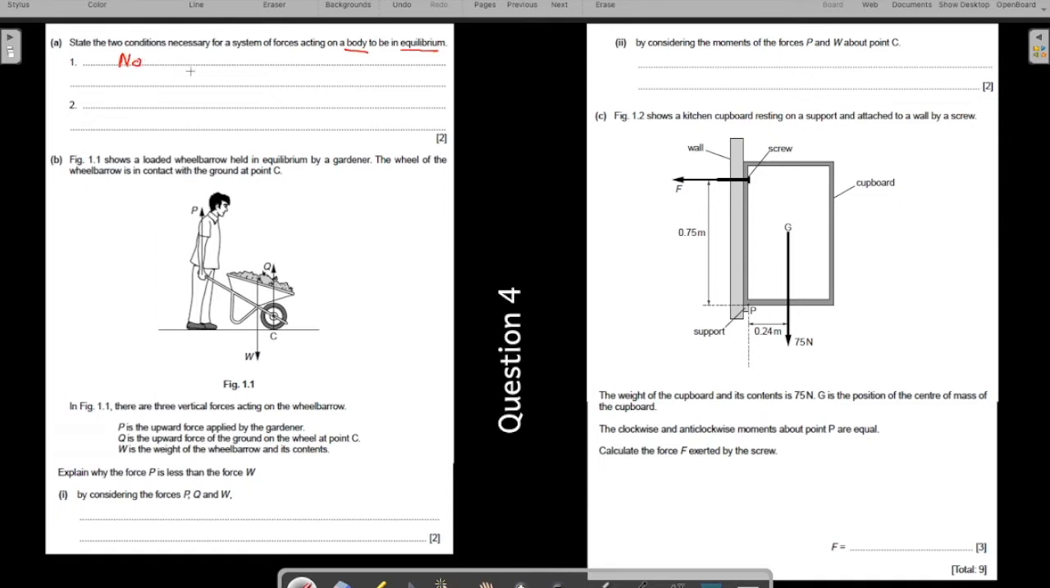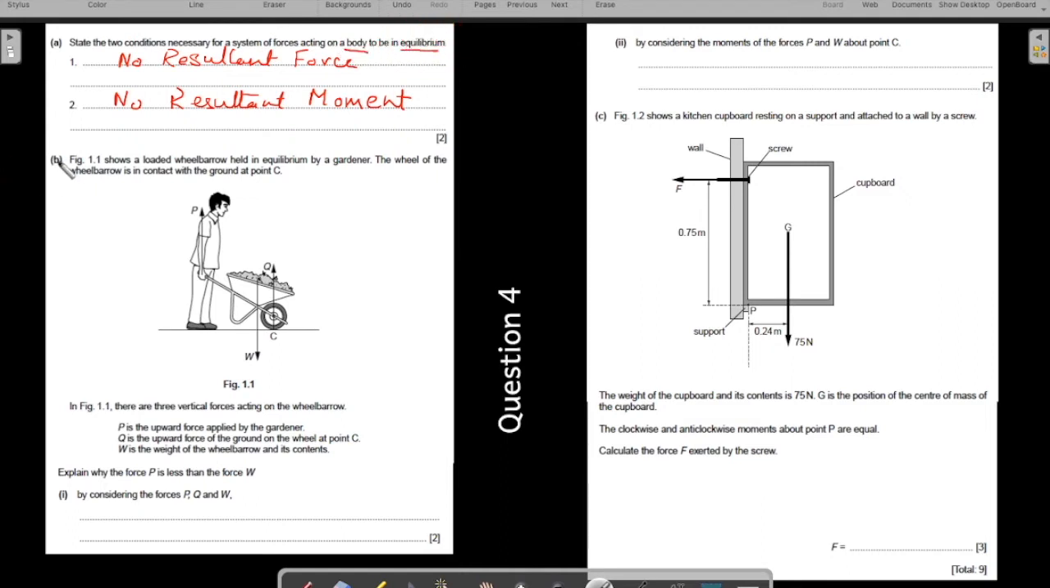No resultant force and no resultant moment, right? No resultant moment. You should be very comfortable. This is a question which repeats many times. It has repeated in the past many times, so you should be comfortable talking about the 2 conditions necessary for the system to be in equilibrium.